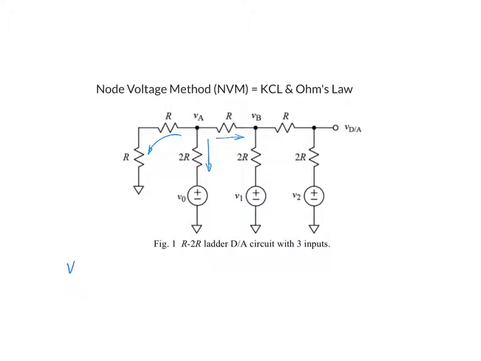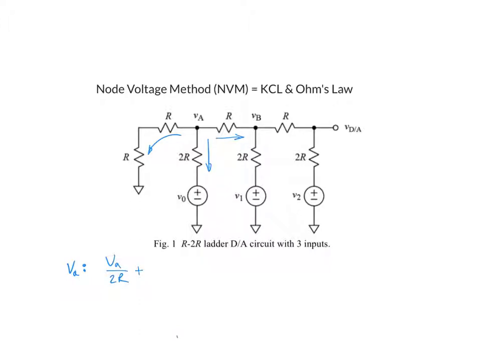So for example, at node VA, we could call this node A. Typically you call it VA. This current on the left is just using Ohm's law, this voltage from here to here divided by the total resistance. So we have VA over 2R. Then this current here is the voltage across this resistor divided by the resistance.